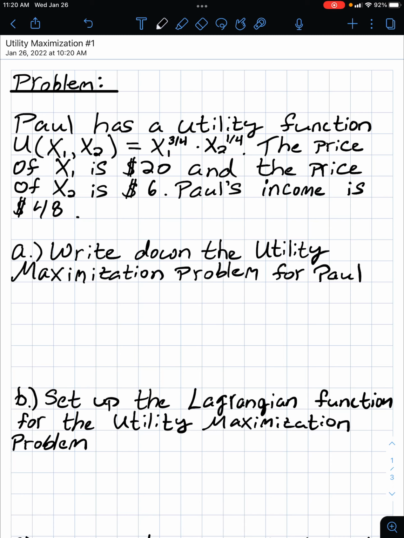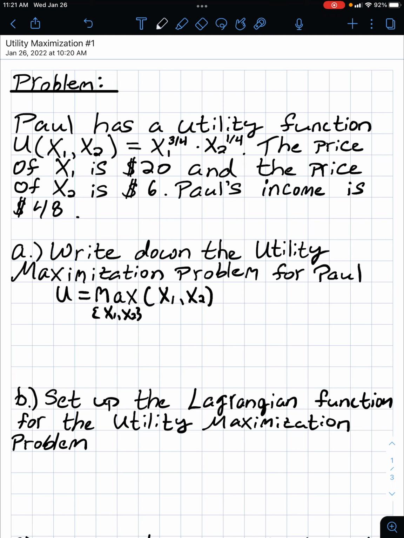Welcome back. Hopefully you were able to solve this problem. Let's solve this part of the problem together. So, what is Paul's utility maximization problem? Well, Paul's a utility maximizer, so U is equal to max. And what is he maximizing? He's going to be maximizing x1 and x2.